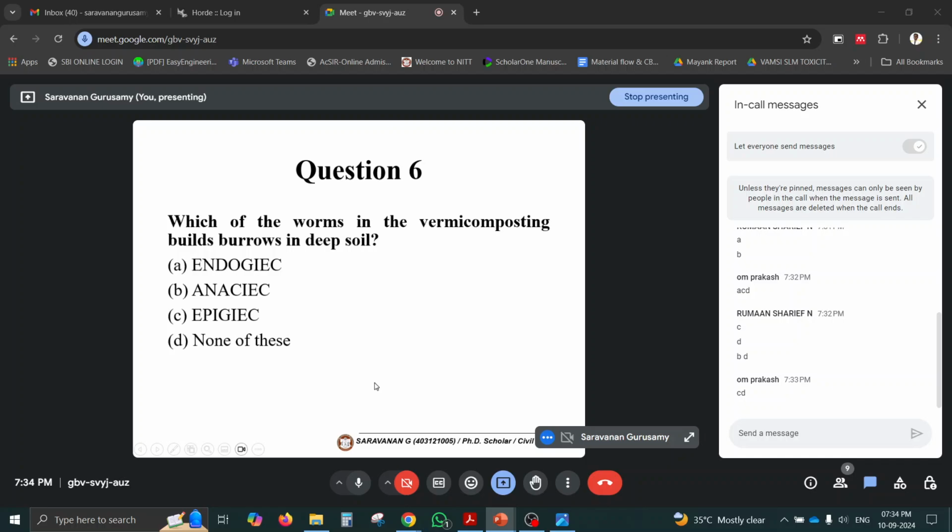Sixth question. Which of the worms in vermicomposting build burrows in the deep soil? Some build burrows in the deep soil, some build burrows in the top layer, some will not build burrows. What are the options? Which forms burrows in the deep soil? Endogeic, anecic, epigeic, none of these. So answer B, anecic. That is correct.